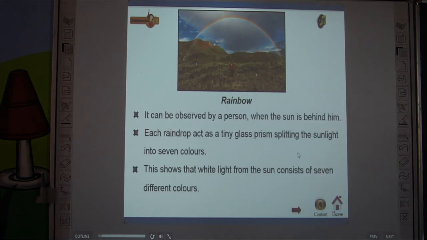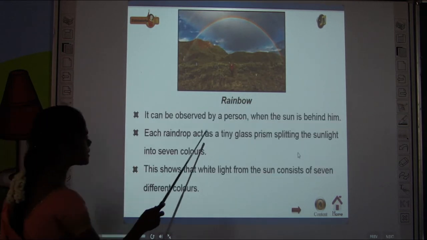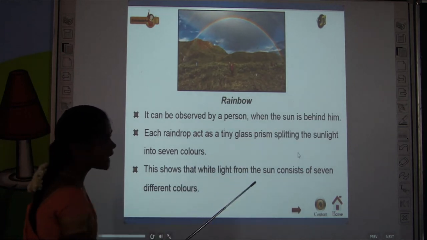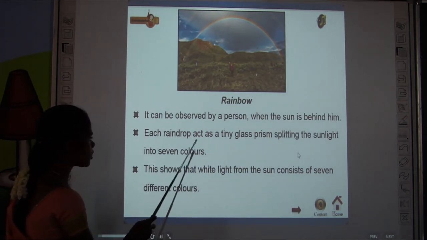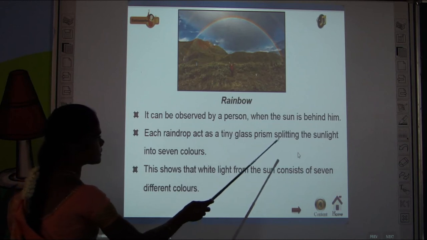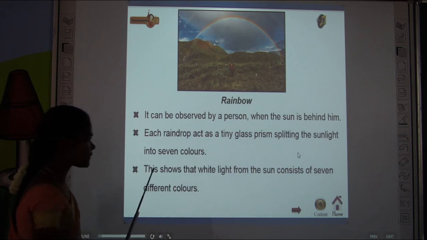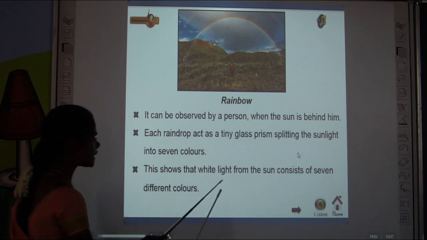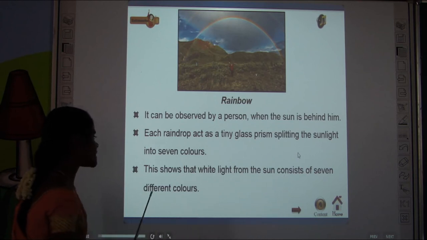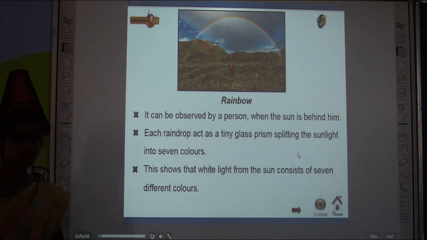A rainbow can be observed by a person when the sun is behind him. Each raindrop acts as a tiny glass prism, splitting the sunlight into 7 colors. This shows that white light from the sun consists of 7 different colors. So sunlight is a mixture of 7 colors. What are the colors? Vijaya.